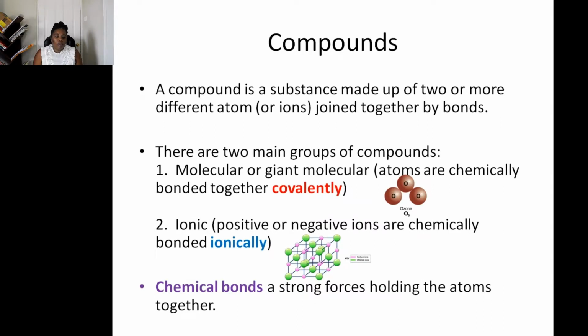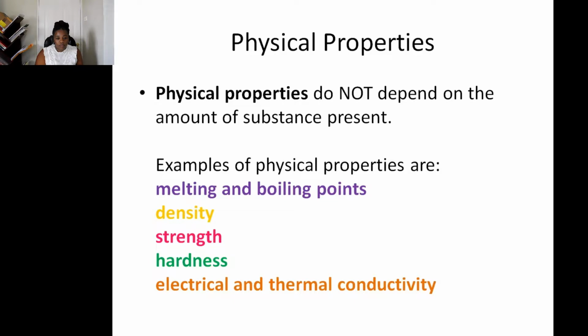A compound is a substance made up of two or more different atoms or ions joined together by bonds. There are two main types of compounds. You have molecular or giant molecular, which are atoms that are bonded together covalently, and you have ionic, which are bonded together by ionic bonds. Now, chemical bonds are strong forces holding the atoms together.